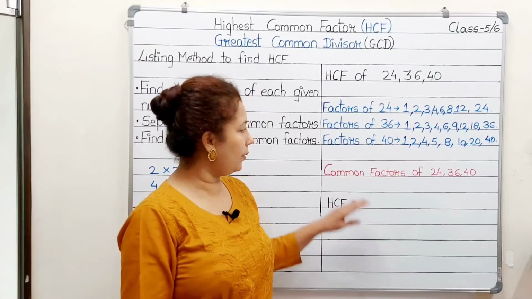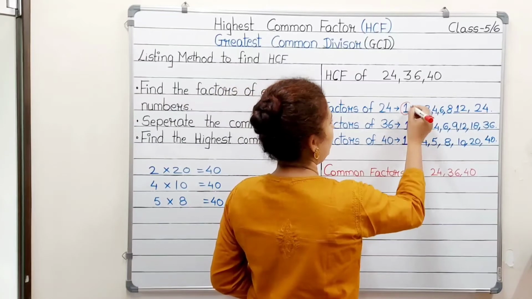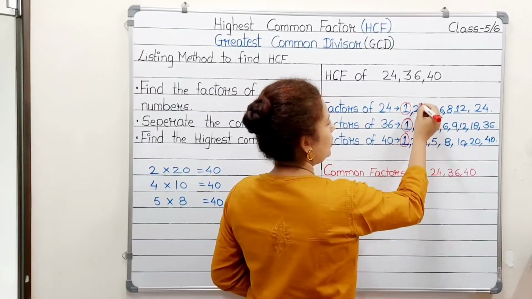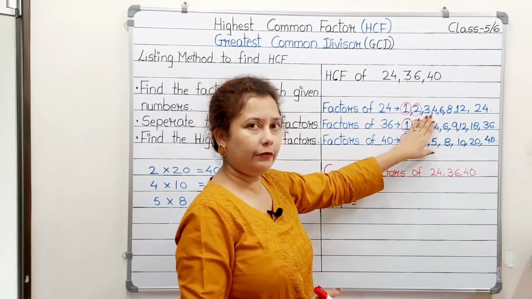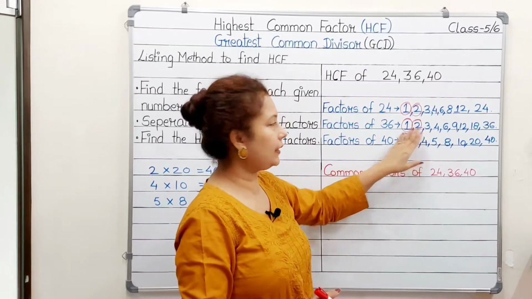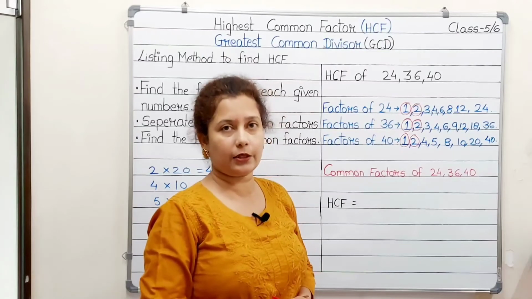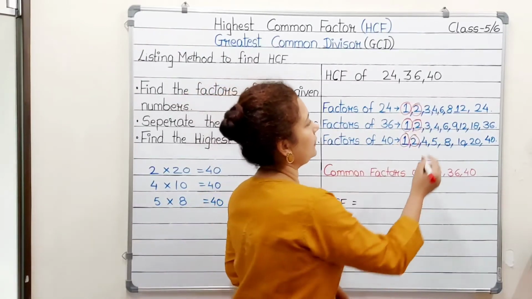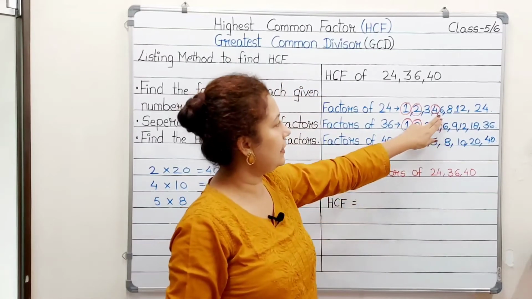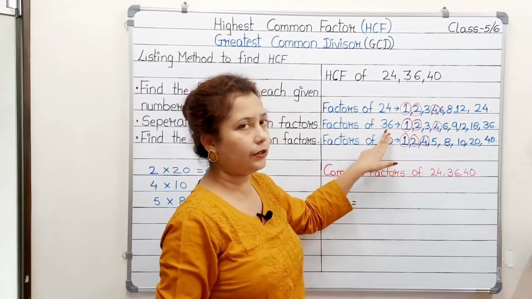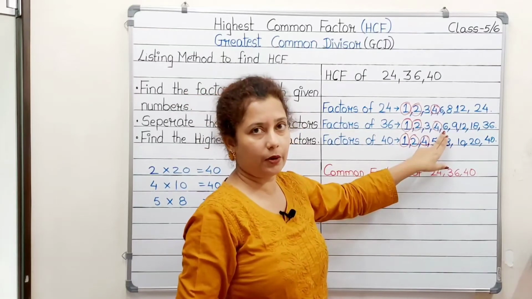Now we will circle the common factors of 24, 36 and 40. So 1 is common, 2 is common, 3 is a factor of 24 and 3 is also a factor of 36, but it is not a factor of 40. So we can't consider it as a common factor. Next common factor is 4. Next again, 6 is a factor of 24, 6 is a factor of 36, but it is not a factor of 40. So we can't consider 6 as a common factor.